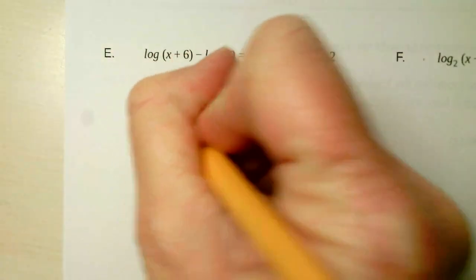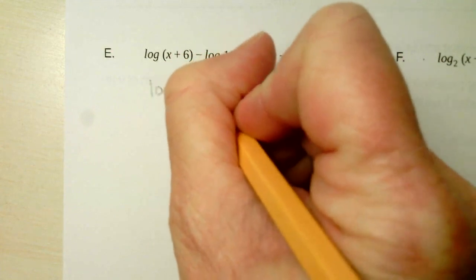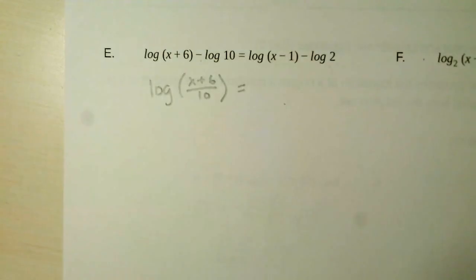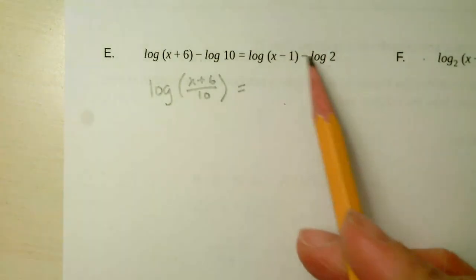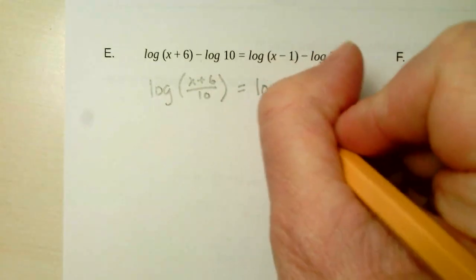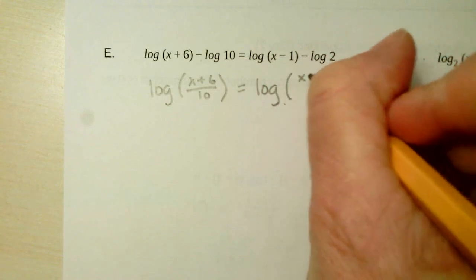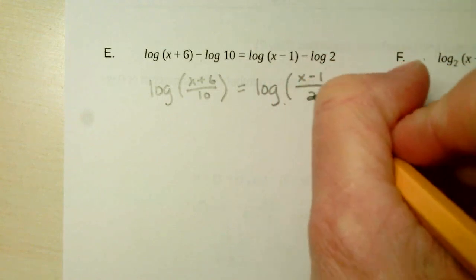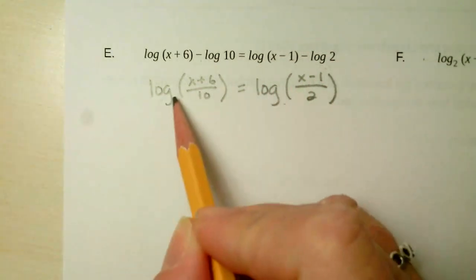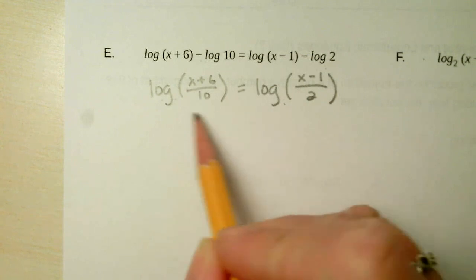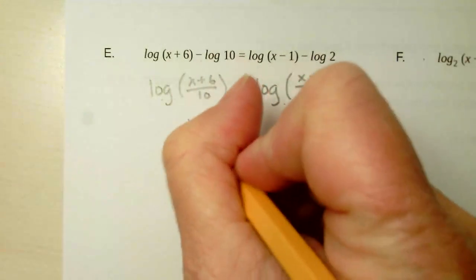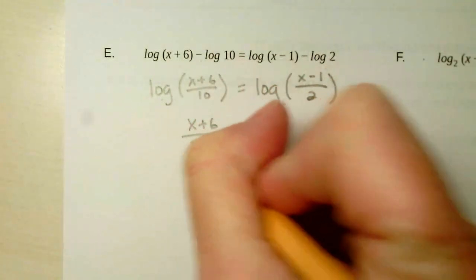So we get log base 10 of (x plus 6) over 10 is equal to, again, on this side, we also have subtraction, so we're using the quotient property again. So we have log of (x minus 1) over 2. So here we have a logarithm to the same base on both sides. That's the only thing that's occurring on both sides. There's no extra constants or anything. So we are going to set the two arguments equal to each other.